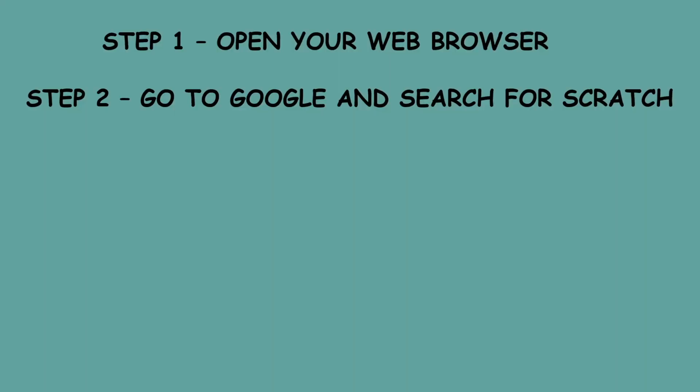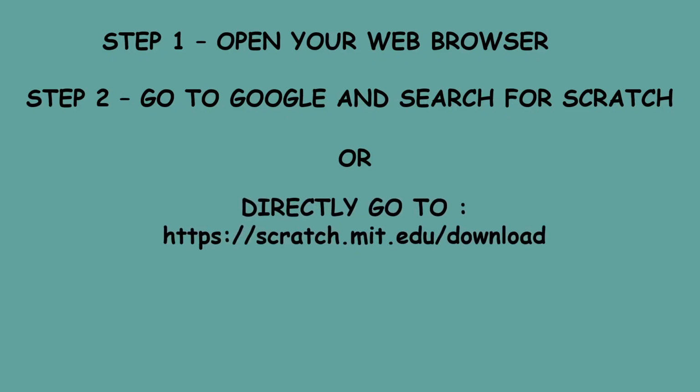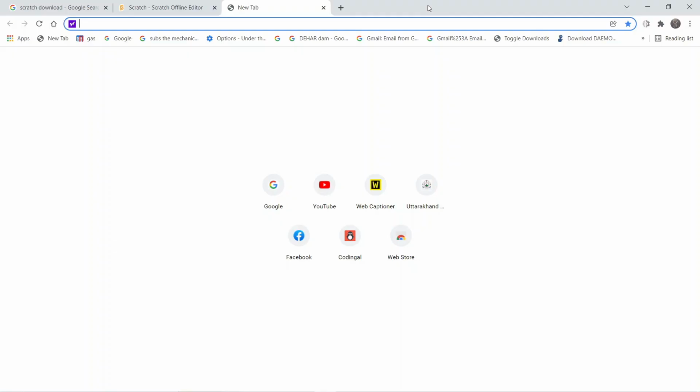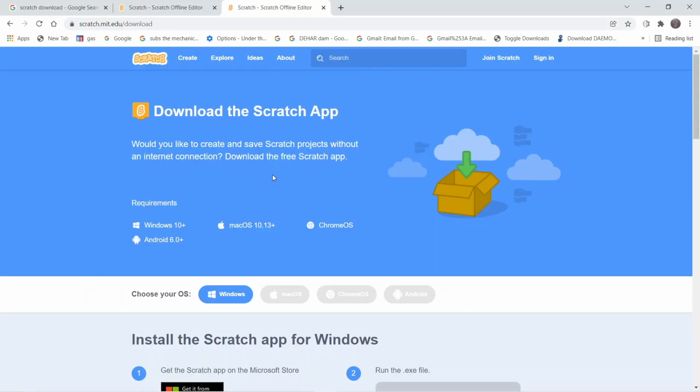Once we do the search on Google, we have an alternate option also that we can directly go to this particular link from scratch.mit.edu and download. So on your web browser, in the address bar, you can simply put that link and press enter. It will take you to that particular web page.